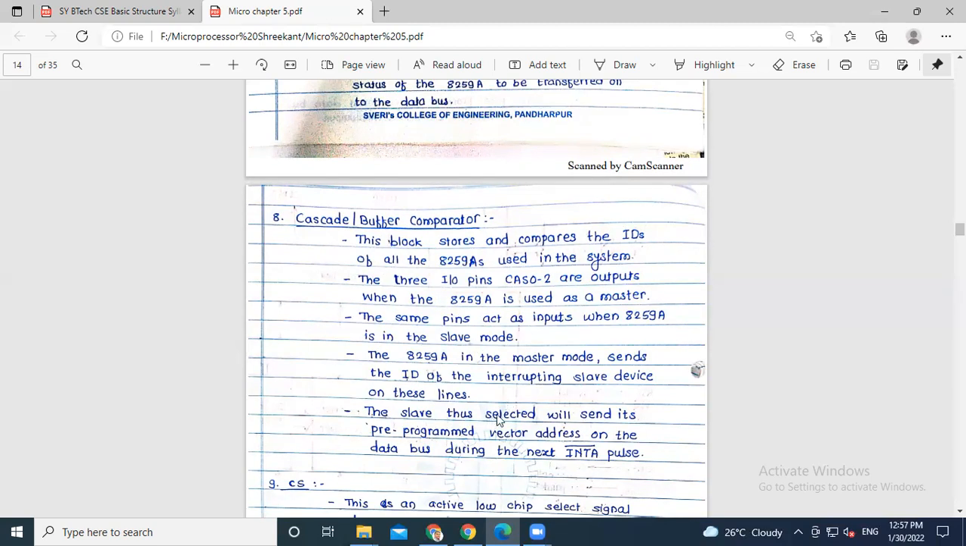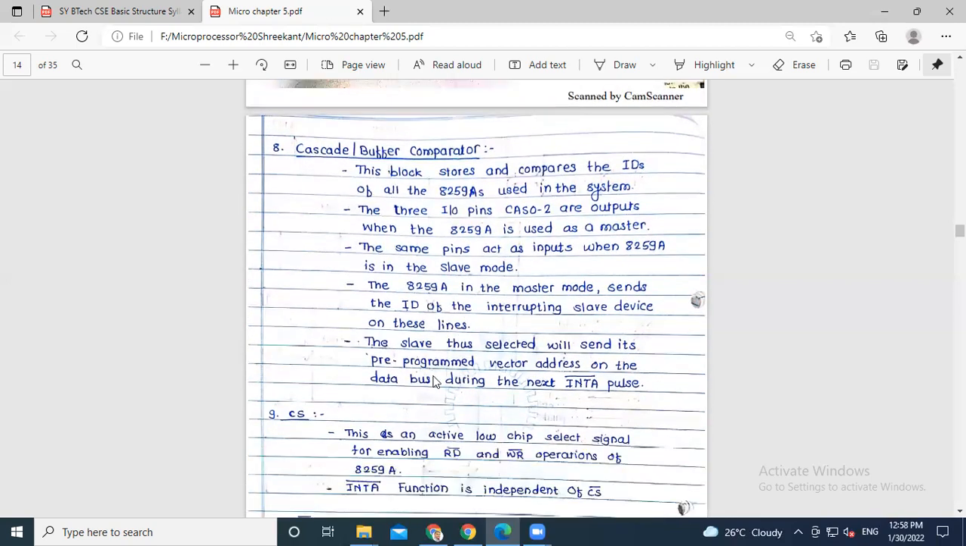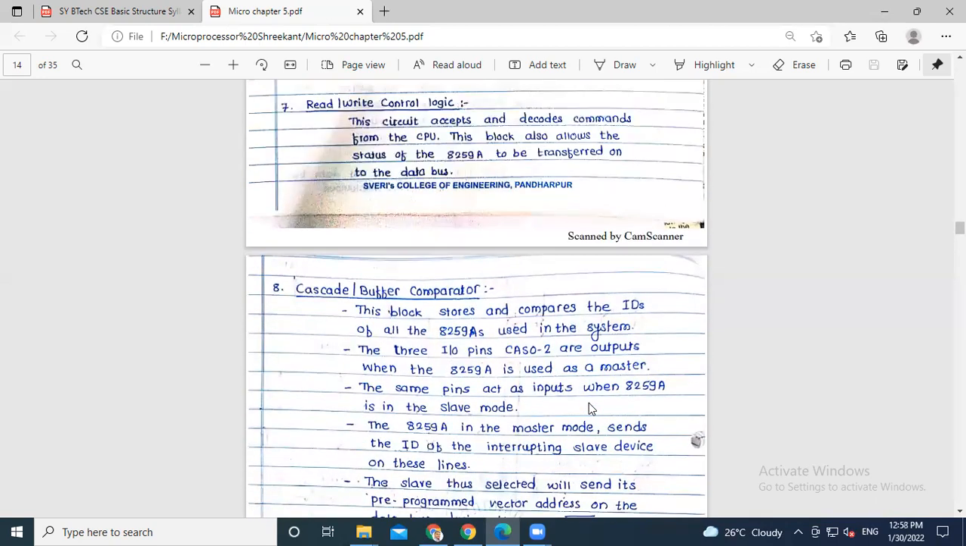So the 8259 in the master mode sends the ID of the interrupt slave devices onto these lines. The slave selected will send its pre-programmed vector address onto the data bus during the next interrupt acknowledgement.